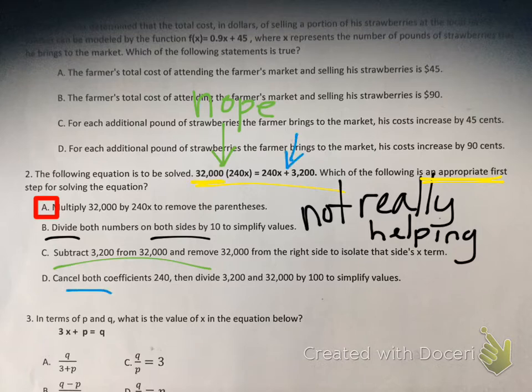And choice D is wrong because you can't exactly cancel the coefficient of 240 because you have a plus sign right there on the right hand side that is separating it from the 3200. Basically, this is a binomial. You can't cancel a term inside of a binomial unless you're doing some GCF process, but it really wouldn't help you solve this problem any faster because it is asking you again for the most appropriate first step.